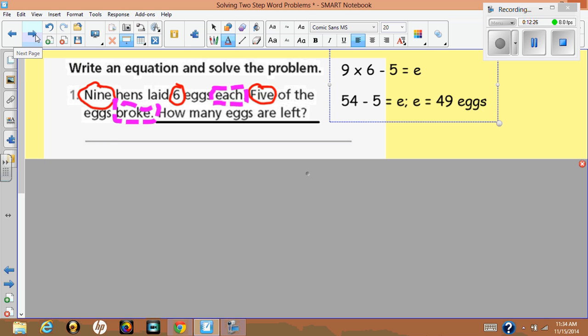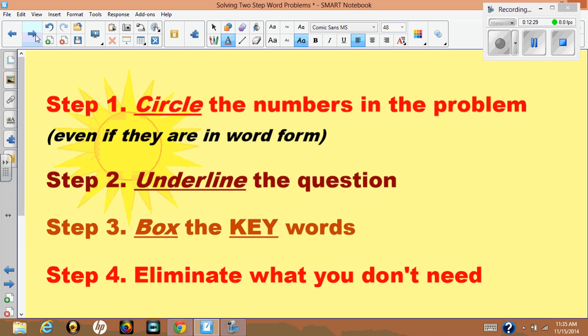Let's review the steps one more time. These steps will help in any word problem, ladies and gentlemen. Again, remember, before we ever begin any of this, we start with reading the directions. Then we read the word problem, and then we take our steps. Step 1, circle the numbers in the problem, even if it's in word form and we need to dig it out a little. Step 2 is to underline our question. Step 3 is to box the keywords. And step 4 is to eliminate what you don't need.